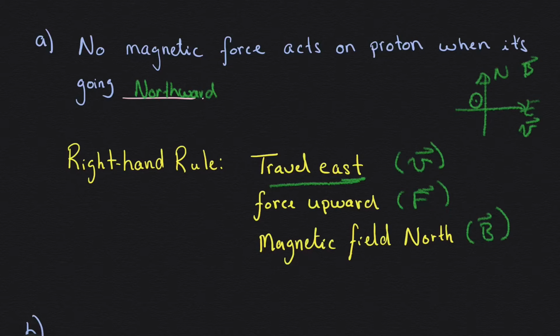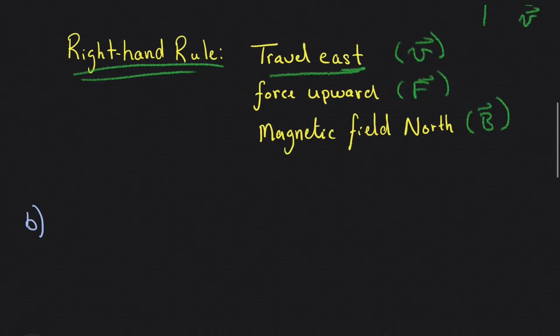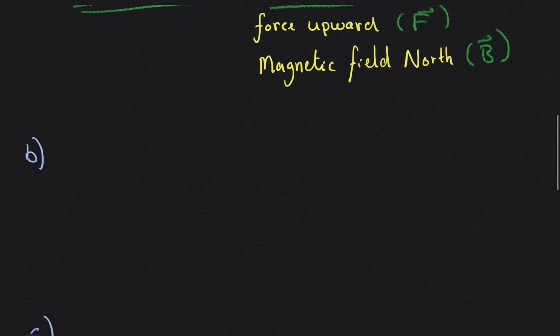So if you want to take a little break, pause this video and try to use your right hand such that those two pieces of information match what we have in these three parts: traveling east, force upwards or out of the screen, and the magnetic field going northward. So part B is calculating the force exerted on the charge, so no problem. And in this case, the charge is a proton, so we're going to keep Q as being positive.